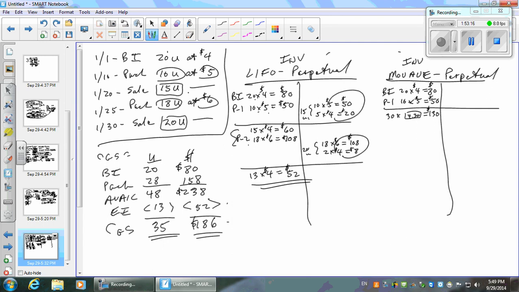Okay, and then I have a sale, do I? 15 units at how much? 4.33, of course. That's your average. Everybody good? What's 15 times 4.33? Is that how you guys did this? Am I doing it wrong? You get the average, right? Moving average, 130 divided by 30. It was 4.33. Okay, times 15 units, how much is that?